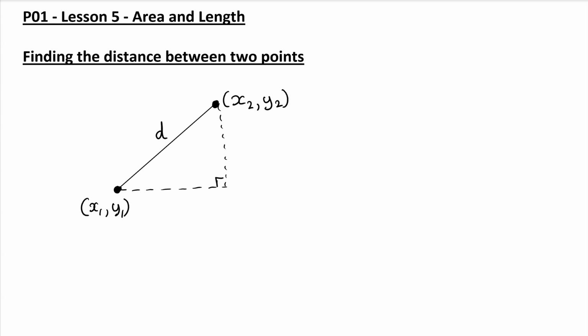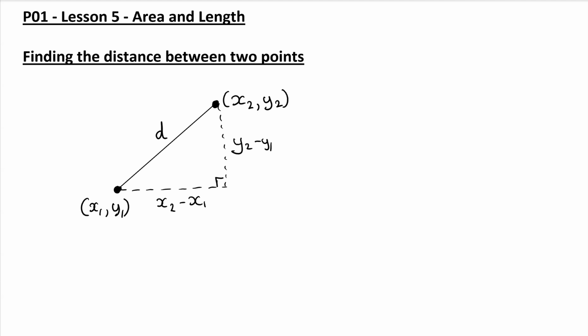So to find this horizontal distance, it's just the difference between x1 and x2. So this would just be x2 minus x1. For the vertical distance, it would just be the difference between the two y coordinates. So it would be y2 minus y1.